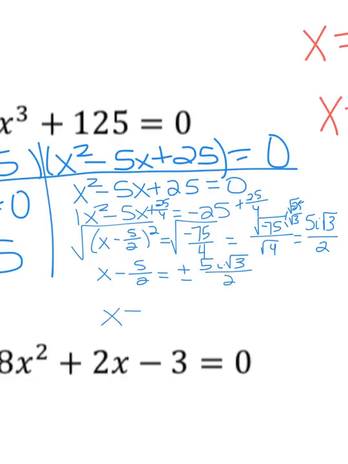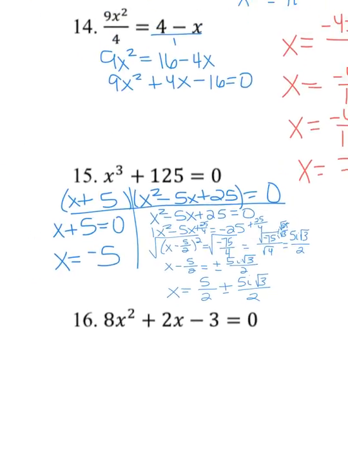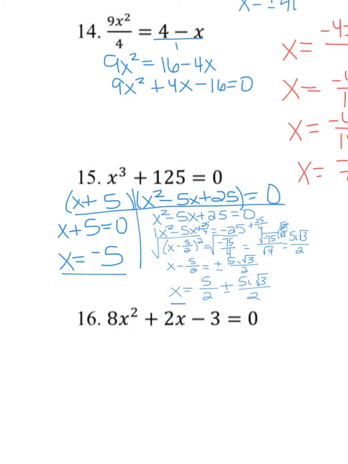So my final answer, you have to add the 5 over 2 over, plus or minus 5i square root of 3 over 2. So those are my three answers, x equals negative 5, and then these two right here.